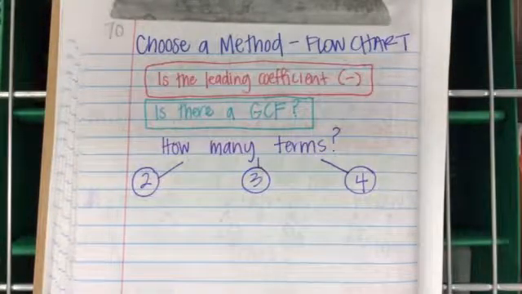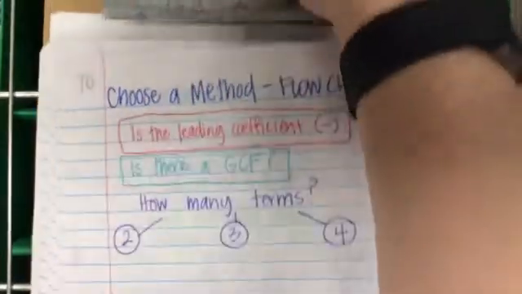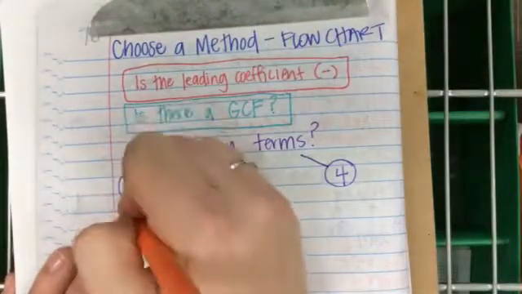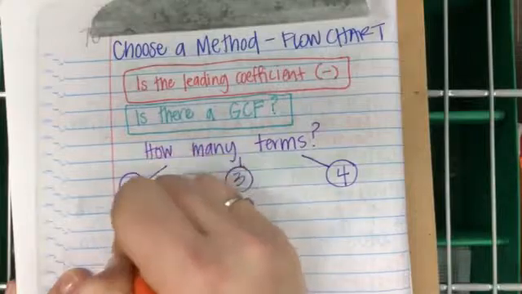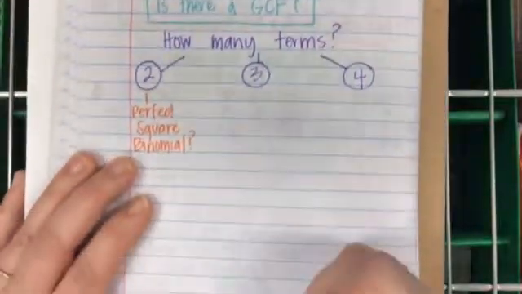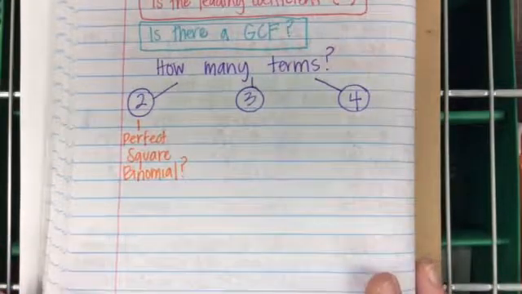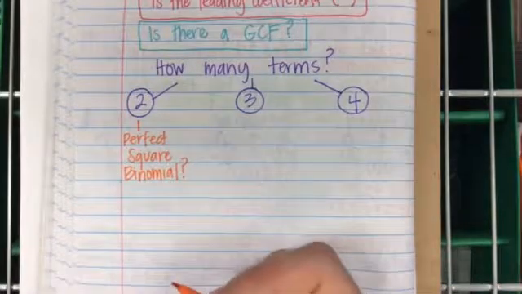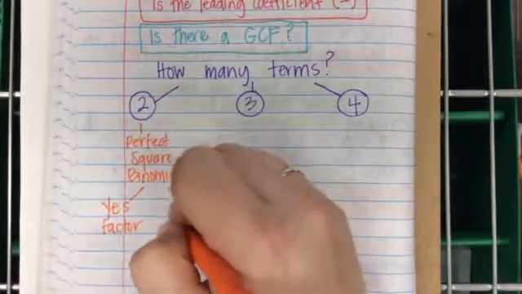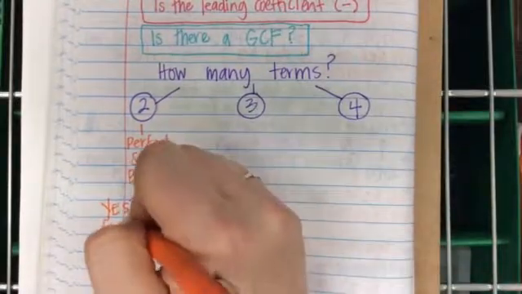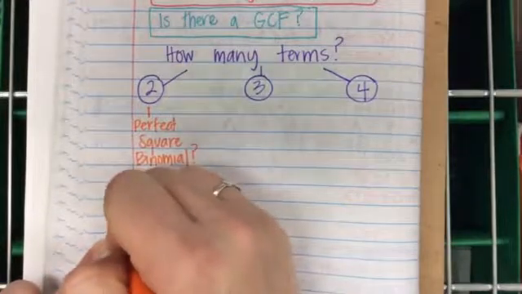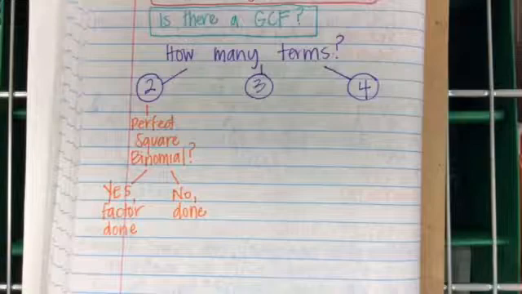If there are 2 terms, is it a, what was it called yesterday? What did we learn about? Perfect square binomial. If it's yes, factor. If it's no, you're done. If it's yes, you factor, and then you're done. Because you've already taken out the greatest common factor, right?